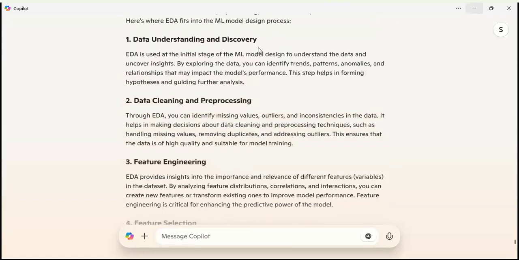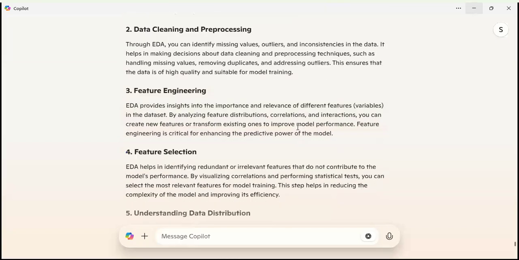Then data cleaning and pre-processing involves EDA. You can identify missing values, outliers, and inconsistencies in the data. So all these tasks are related to EDA also. It helps in making decisions about data cleaning and pre-processing techniques, such as handling missing values, removing duplicates, and addressing outliers. This ensures the data is of high quality and suitable for model training.